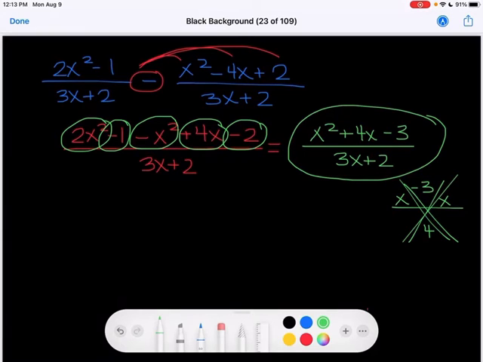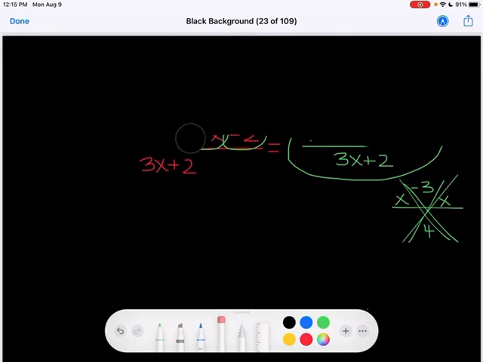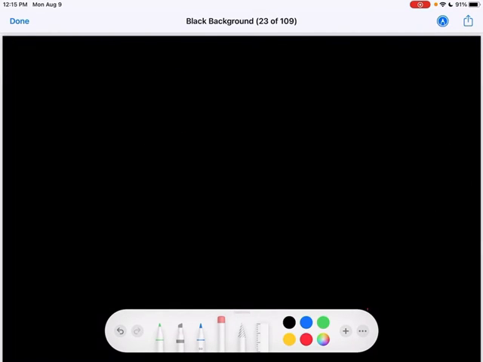All right, let's try another one that's a little bit more complicated. Let's say that we have, let's do negative 2x minus 4 over x squared plus 5x plus 6 plus 3 over x plus 3.